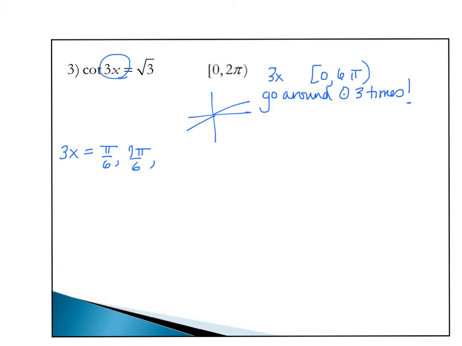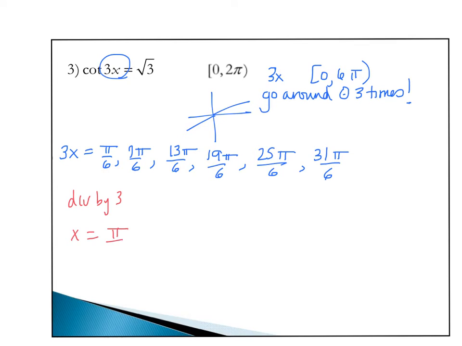To go around the circle again, I add 2pi to each of those answers, or add 12 sixths, which gives me 13pi/6 and 19pi/6. And then I do that one more time, adding 12 sixths to that second set of answers, giving me 25pi/6, and lastly 31pi/6. Now these are all my solutions for 3x. To solve for only x, I need to divide all of them by 3, giving me solutions of pi/18, 7pi/18, 13pi/18, 19pi/18, and so on.